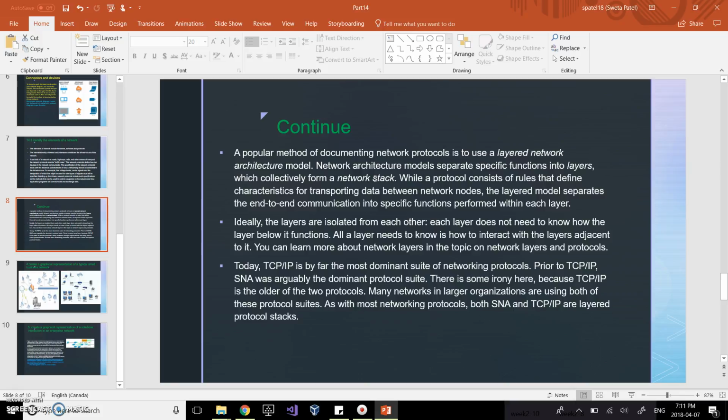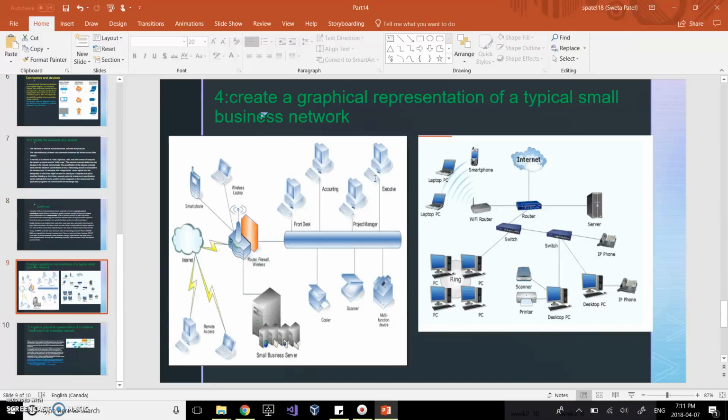Today, TCP/IP is by far the most dominant suite of network protocols. Prior to TCP/IP, SNA was arguably the dominating protocol suite. There is some irony here because TCP/IP is the older of the two protocols. Many networks in large organizations use both of these protocol suites. As with most network protocols, both SNA and TCP/IP are layered protocol stacks.